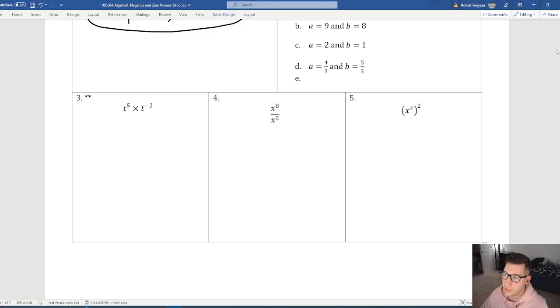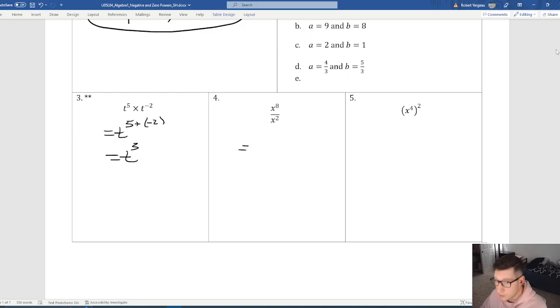If we look in 3, we have t to the 5th times t to the -2nd. This is the multiplication of like bases, which means that we're going to have to add these exponents. And so I'm going to have 5 plus a -2. Go ahead and put that in parentheses. Which means that we're going to have t to the, well, 5 plus a -2 is just 3. T cubed.